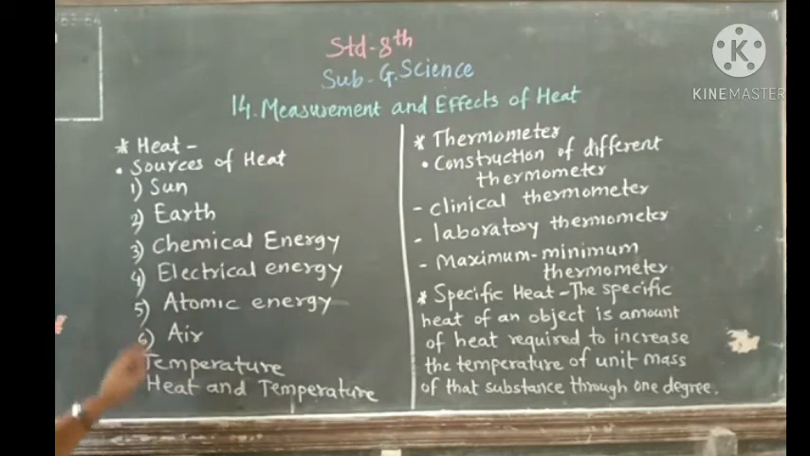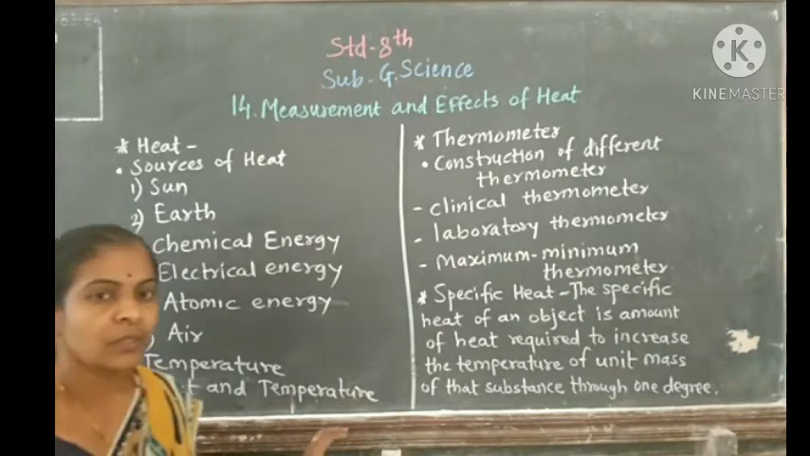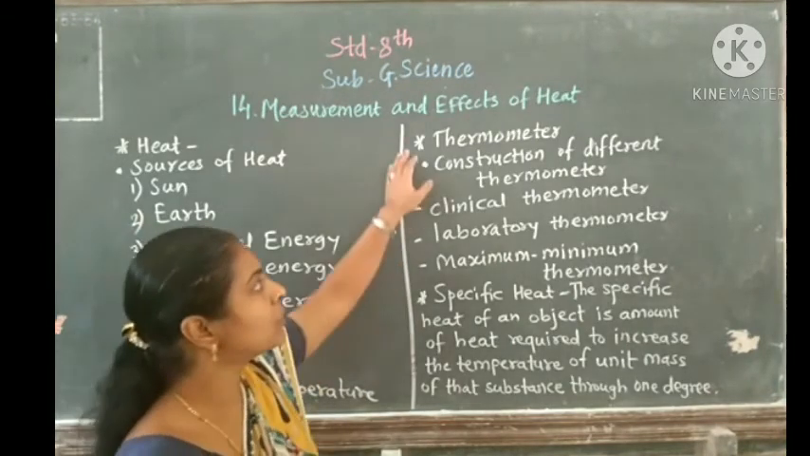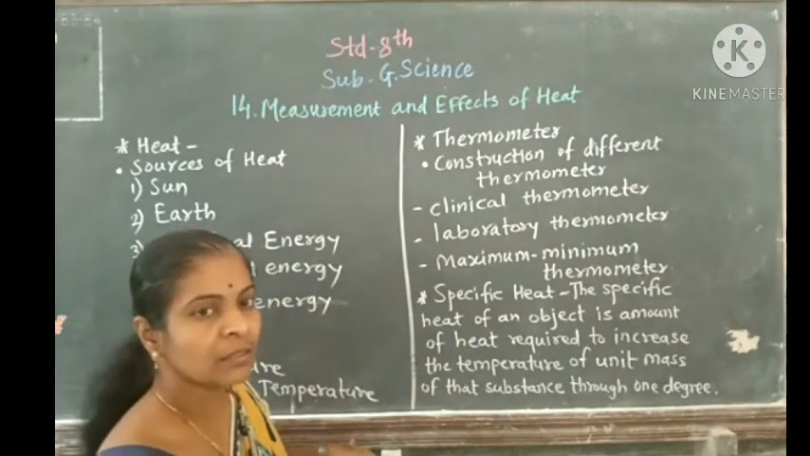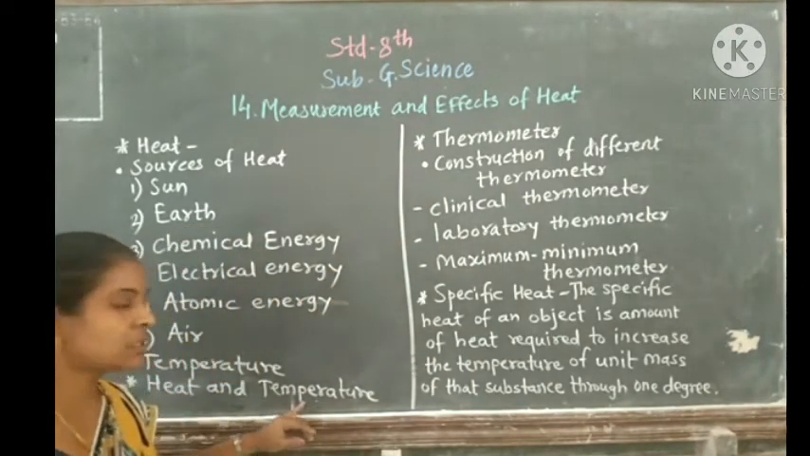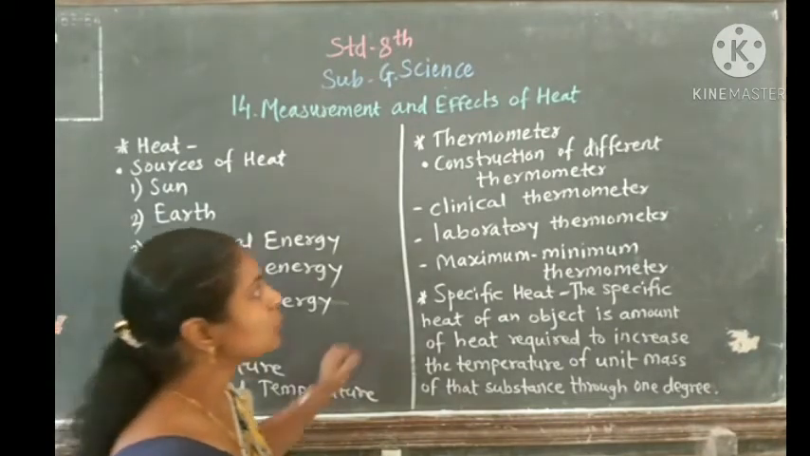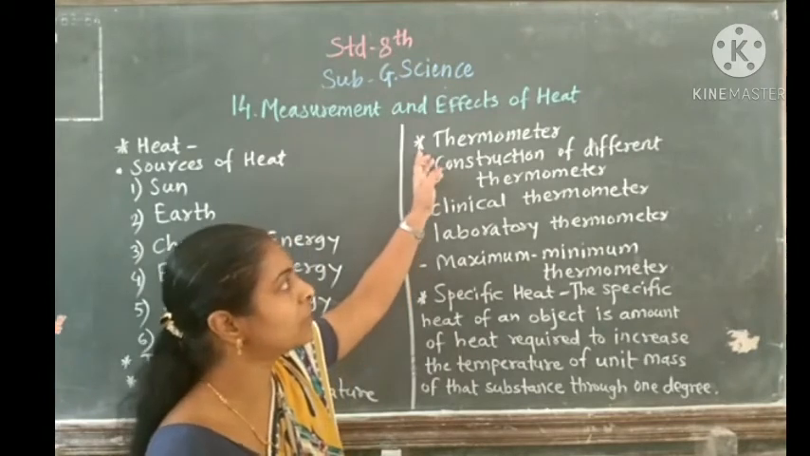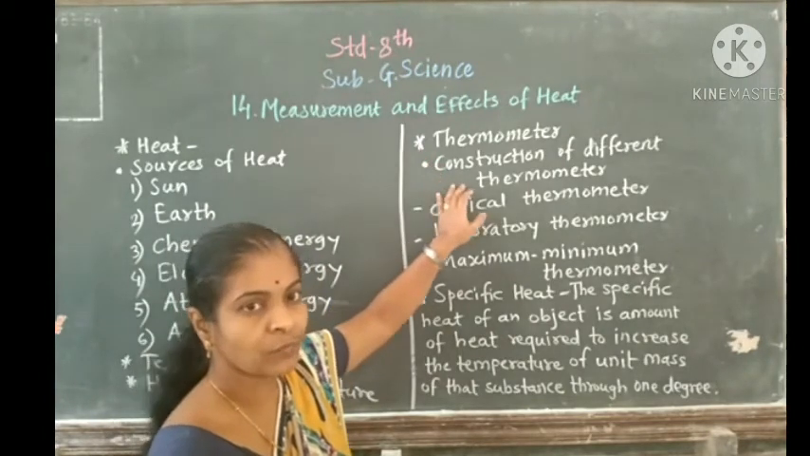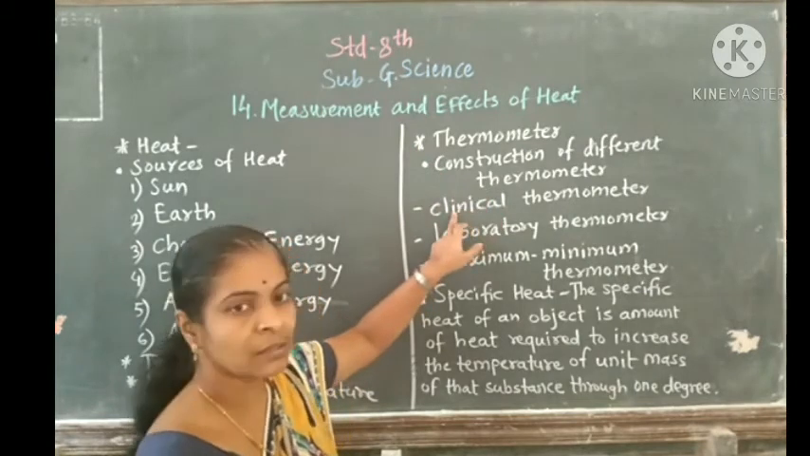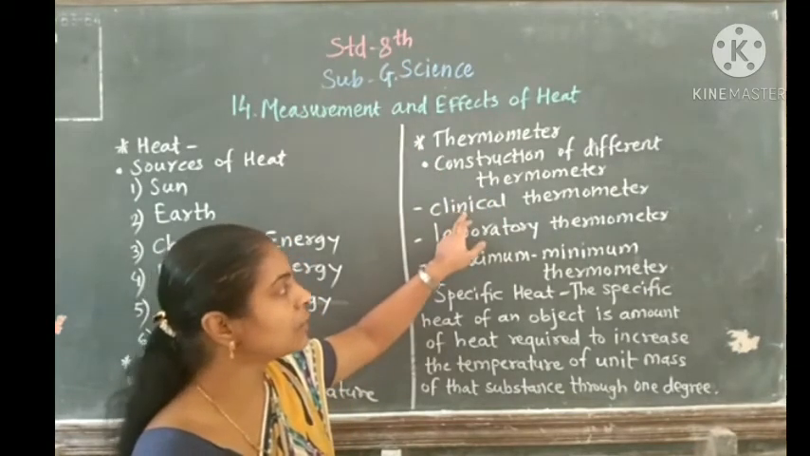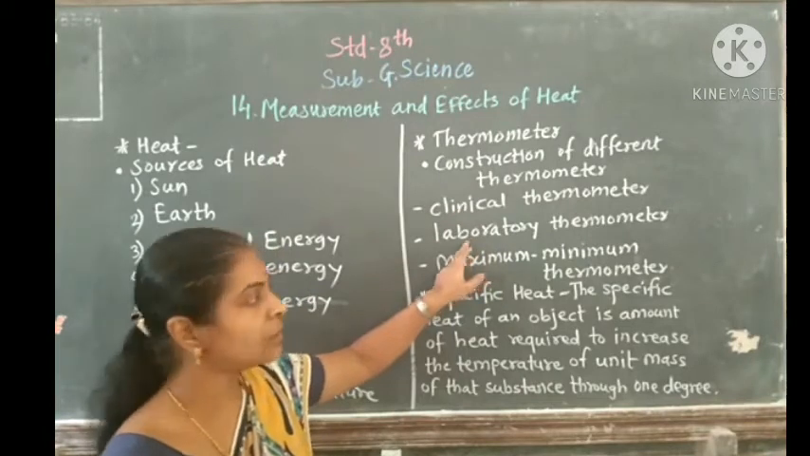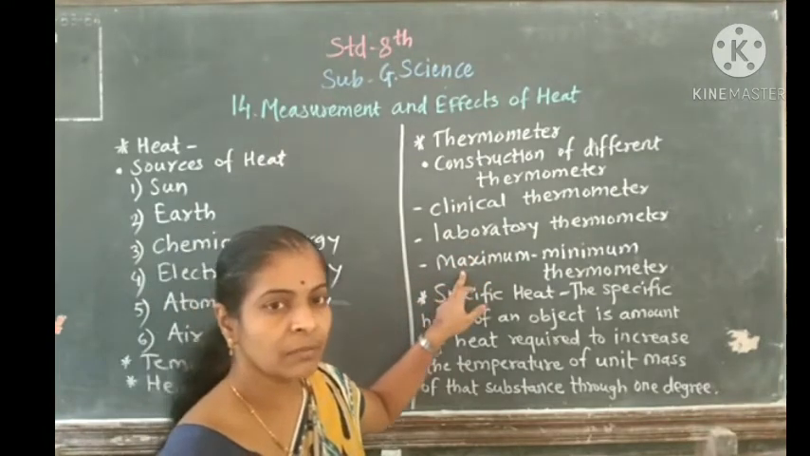After that we studied about temperature. What is temperature? And the relation between heat and temperature. Then we studied about the thermometer. Thermometers are devices which measure temperature. There are different types of thermometers. We studied the construction of different thermometers, that are the clinical thermometer, laboratory thermometer, and the maximum minimum thermometer.